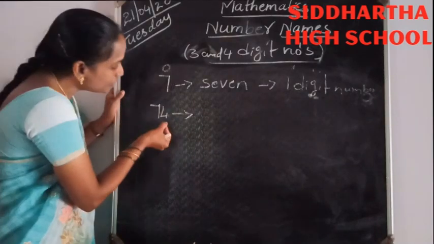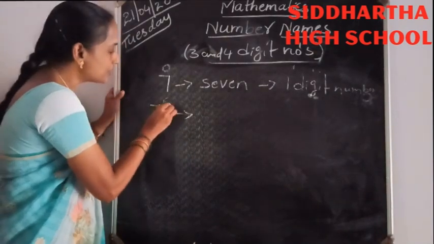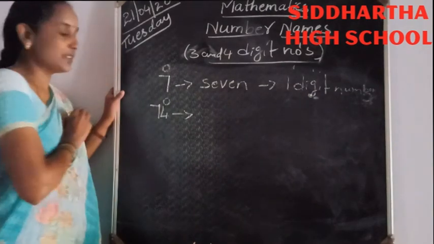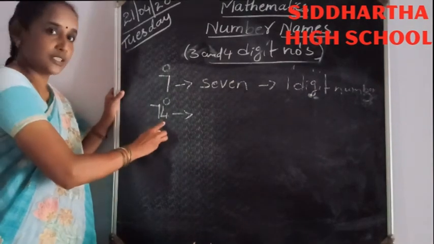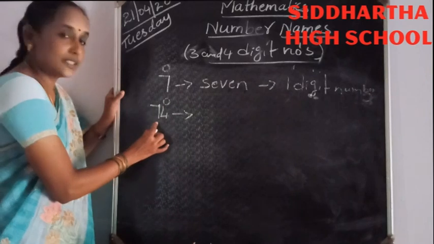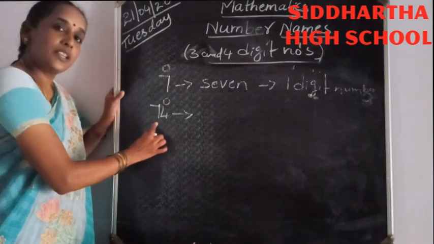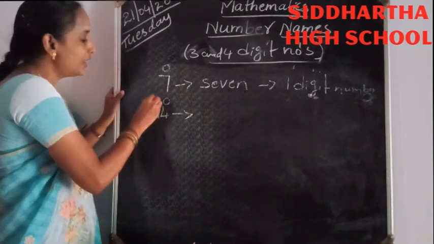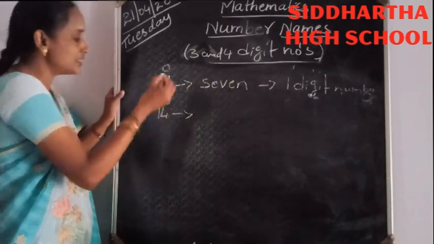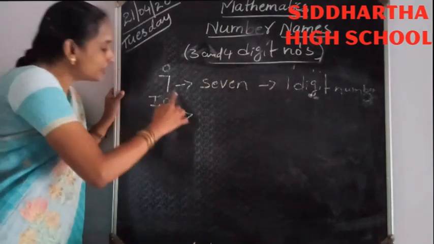From right side, which number is there? Ones place. This is the ones place. 4 is there in the right side. That is the ones place. And 7 is there in the left side. So this is the tens place.